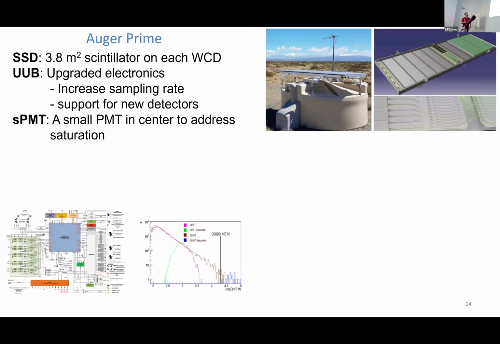Small PMT. A small PMT was added in the center of the tank. Why? Some of the events were saturating, and with adding the small PMT, you can extend the range, and this also means you have more information near the shower core. So if you see the density of particles, it falls rapidly from the core, and so the more dynamic range you have, the more data near the shower core you can have.